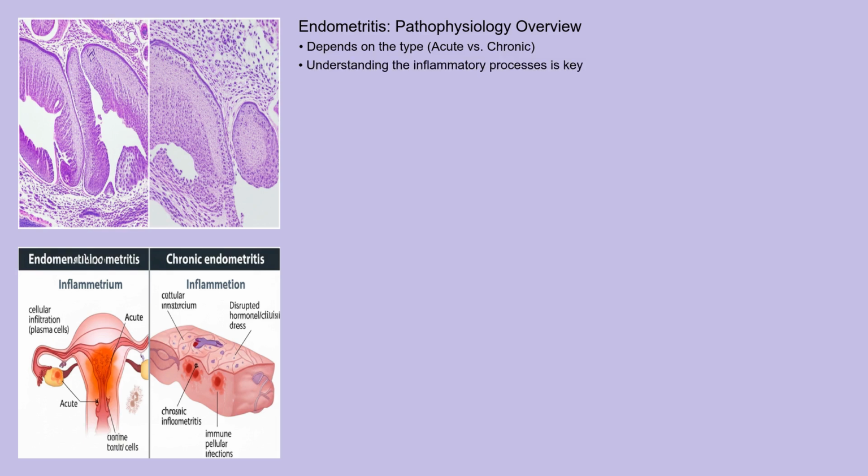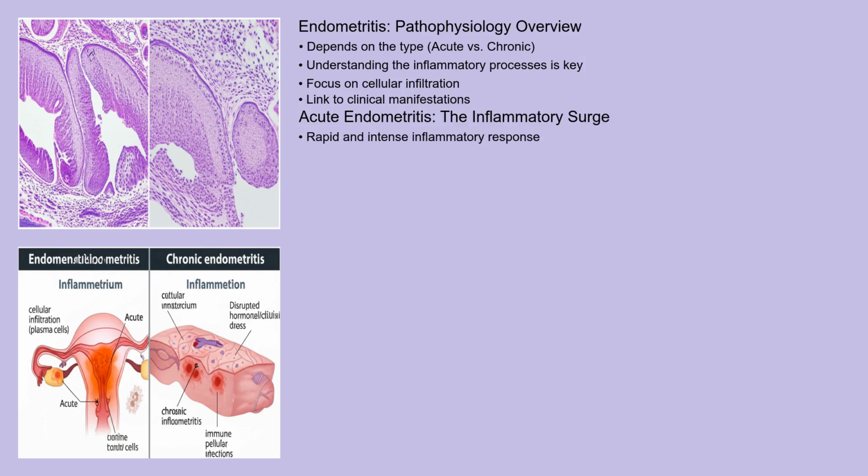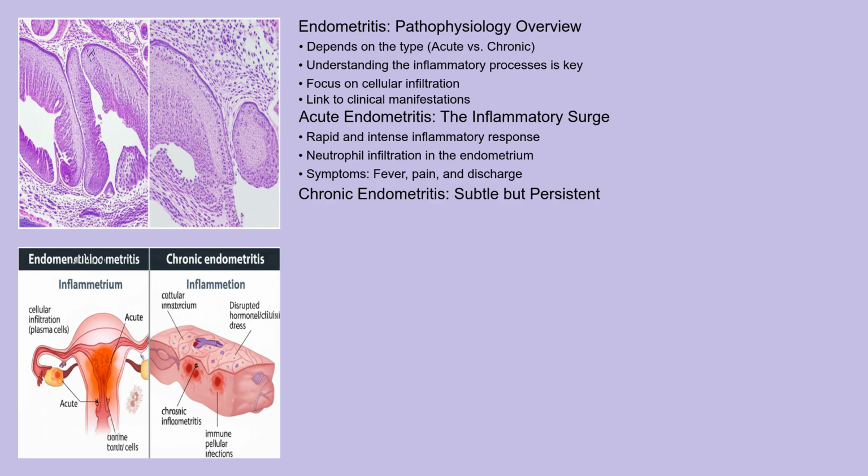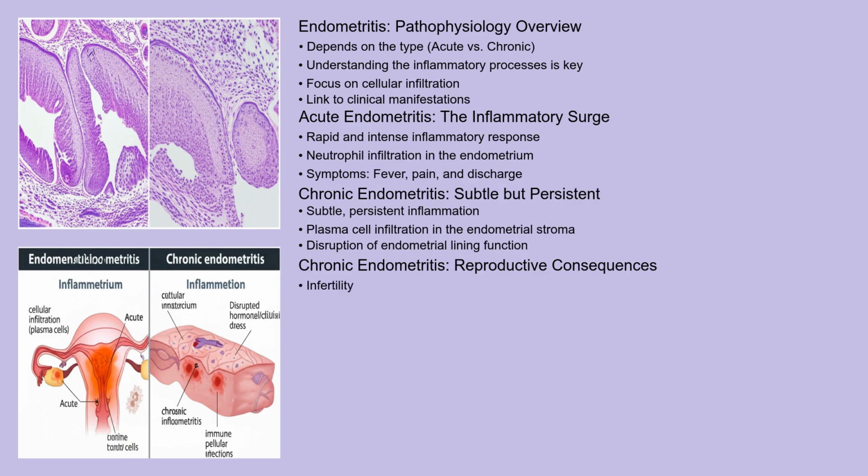In acute cases, the inflammatory response is strong and swift, with neutrophils, a type of white blood cell, flooding the endometrium. This inflammatory surge causes the classic symptoms of fever, pain, and discharge. In chronic endometritis, the inflammation is more subtle but persistent. Plasma cells infiltrate the endometrial stroma, often leading to subtle changes in the endometrial lining's function. This subtle but prolonged inflammation can then lead to various reproductive issues such as infertility or recurrent pregnancy loss, as implantation of a fertilized egg may be hampered. The infection and inflammation can disrupt the normal hormonal and cellular processes essential for a healthy uterine environment.